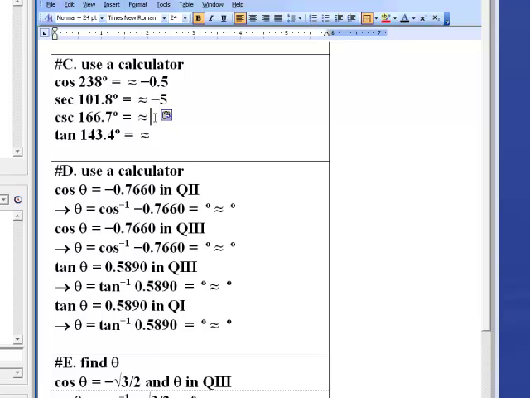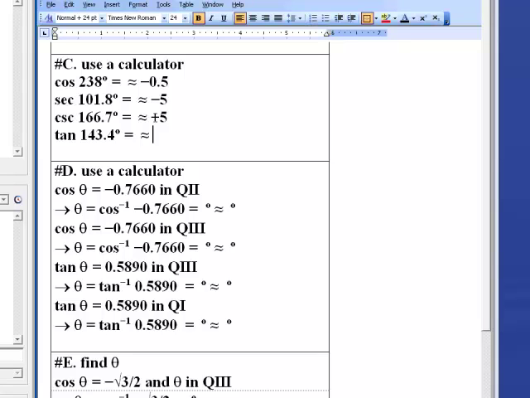Cosecant 166.7 degrees. Reference angle is 13.3 degrees. Sine of 13.3 degrees is relatively small, so I'm just guessing, maybe 0.2 again. And then it's a cosecant, so 0.2 divided into 1 is going to be 5. And I'm in the second quadrant, but the sine and the cosecant in the second quadrant are positive nevertheless.